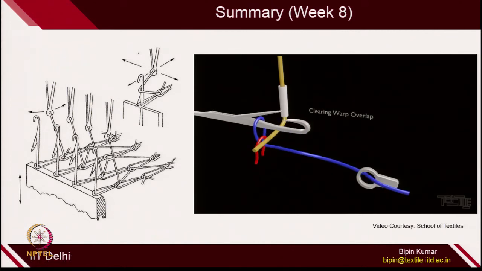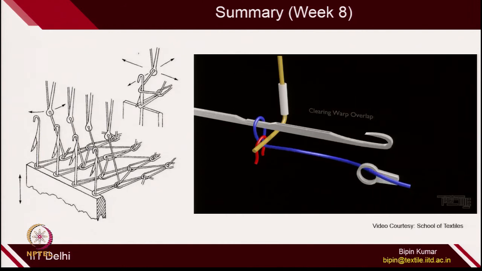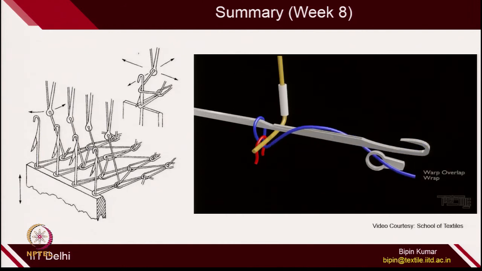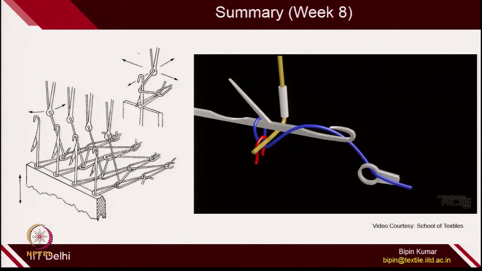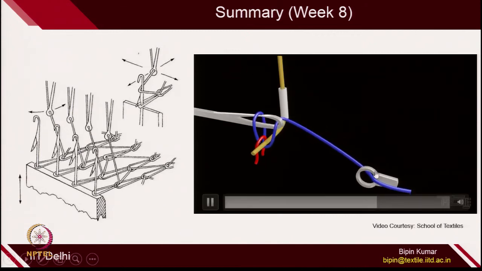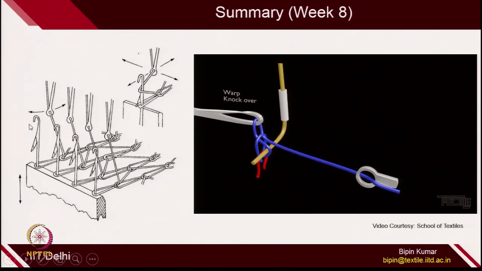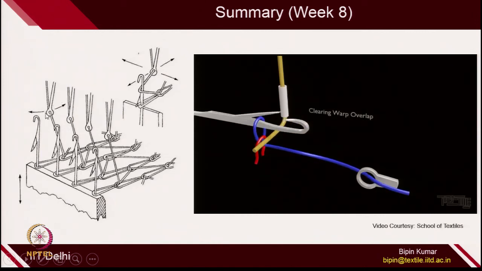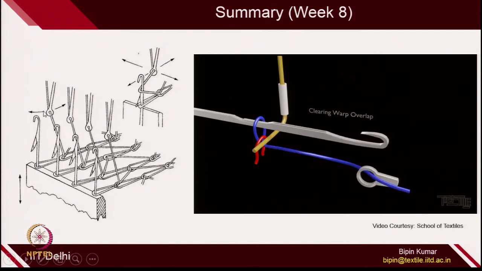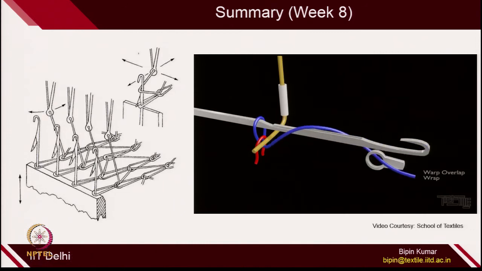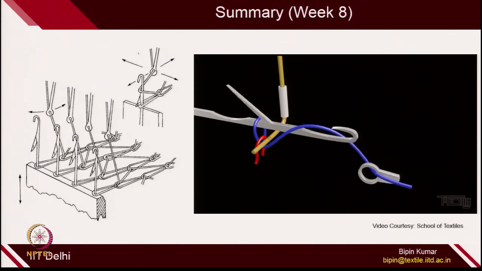The only difference here is that each needle is fed by an individual guide. This is the guide which is shown here, and here also. So each needle will be getting yarn from one particular guide in a particular course. This is not the case in a weft knitted structure.